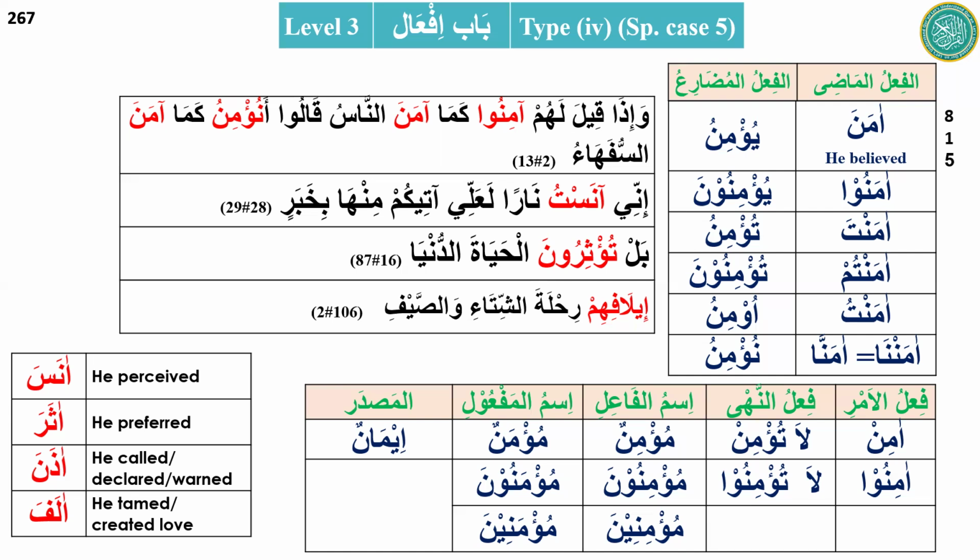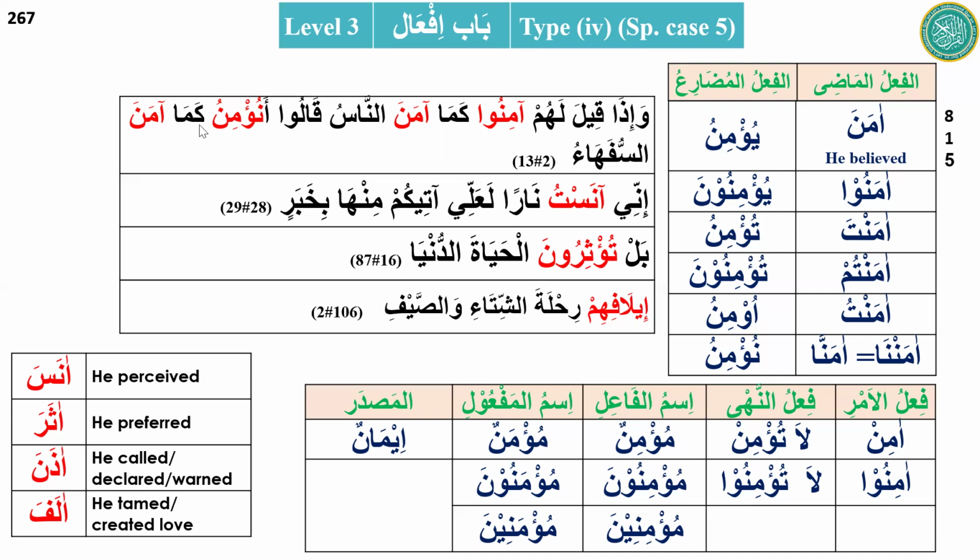Yeah, people. Qalu, they said. What is the singular? Qala. Qala means he said. Qalu, they said. Keep going. A-nu'minu, question mark. Nu'minu, we will believe, or we believe. It is mudari. Nu'minu, we believe or we will believe.